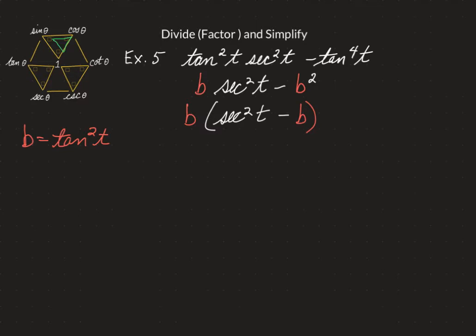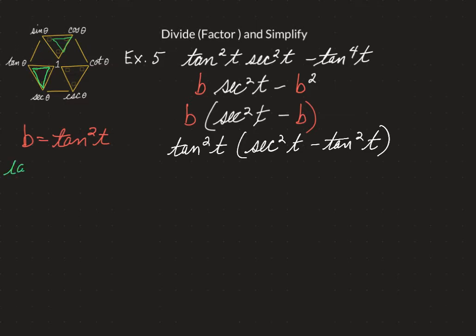So now it's time to put our tangent squared of t back in everywhere we see a b. So we have secant squared of t minus tangent squared of t. Is there some place we can go from there? Secant and tangent. Which identity do you see that combines both of those? Well, if you're looking at the hexagon over here, tangent and secant are combined in this triangle. And that triangle indicates that the tangent squared of theta plus 1 equals secant squared of theta.